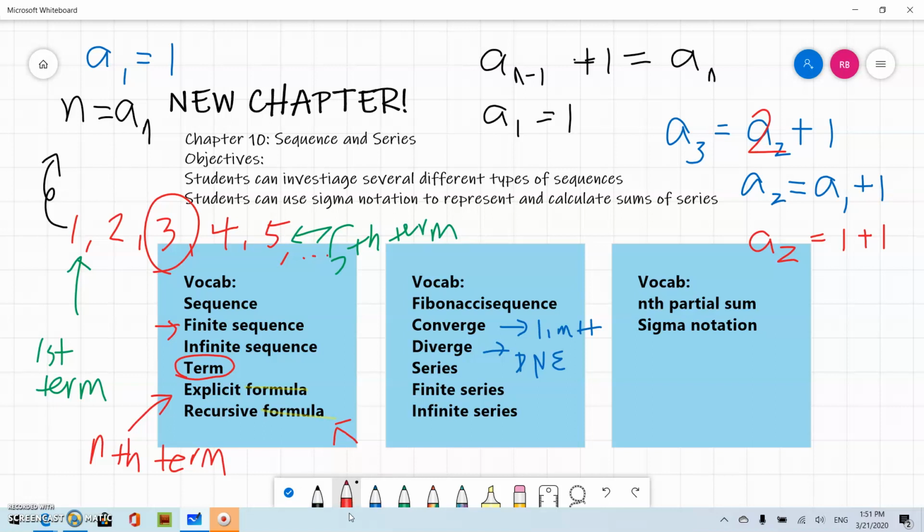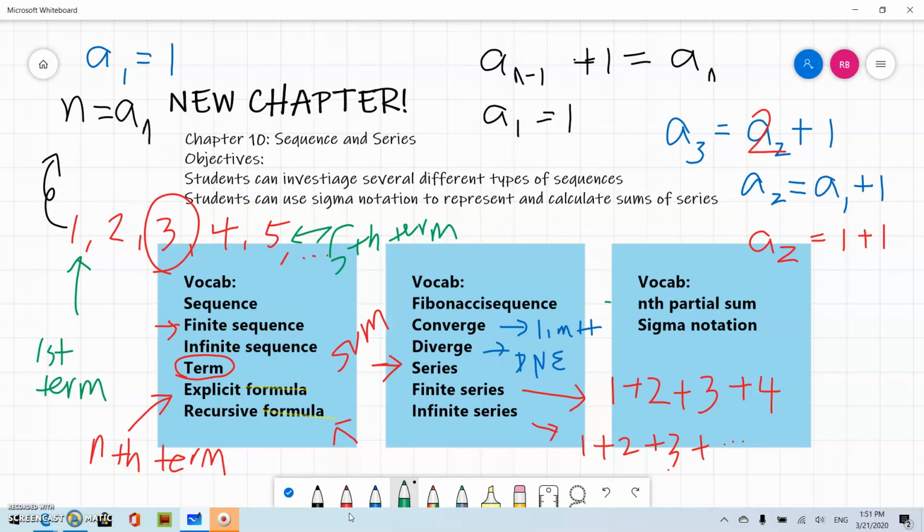Series is basically the sum of certain terms in the sequence, okay? Again, finite series means that you are adding up a finite number of things in your sequence. Infinite series is that you add up until it goes forever, basically. So you will use a limit to find out infinite series. And that's when we will determine whether it converges or diverges.